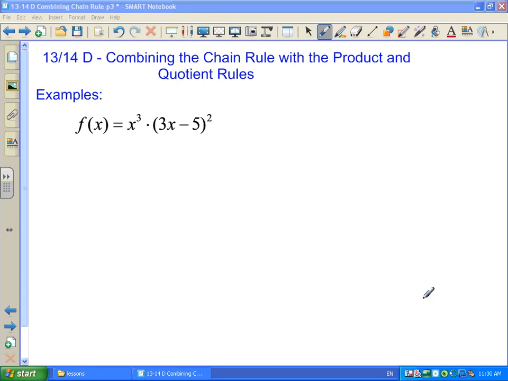Okay, what we're looking at here is some material from 1314D. This will bring us to the end of 1314. We're looking at combining the chain rule with the product and the quotient rules. So we've got a few examples we're going to work through here.